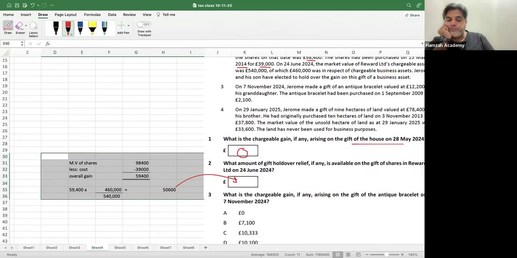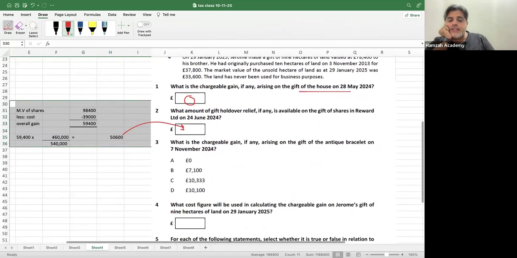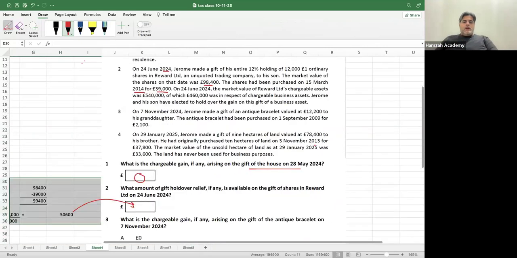Then, what chargeable gain, if any, arises on the gift of the antique bracelet? On 7th November, Jerome made a gift of an antique bracelet valued at 12,200 to his granddaughter. The antique bracelet had been purchased on 1st September for 2,100.